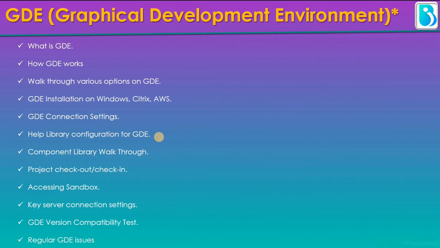Component library walkthrough. What are the categories of components available in GDE, and what is the purpose of each component, briefly and in a simple fashion? I can explain that. And the project check-in and checkout process will be covered.